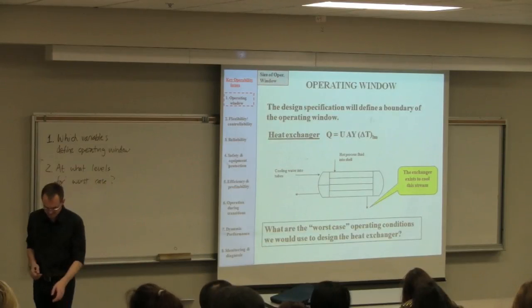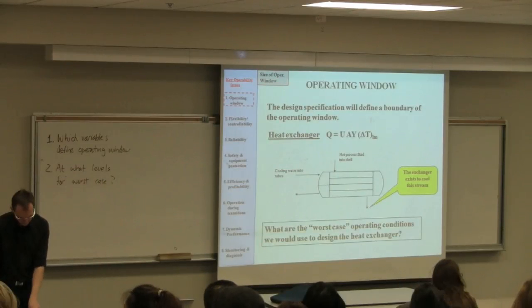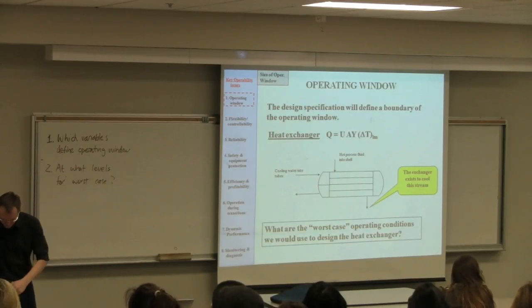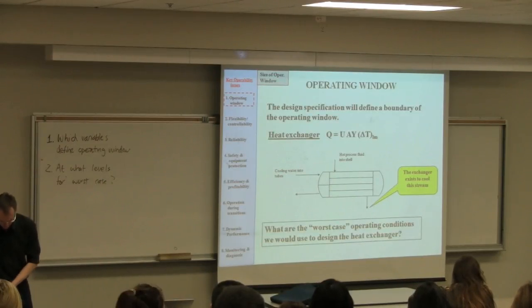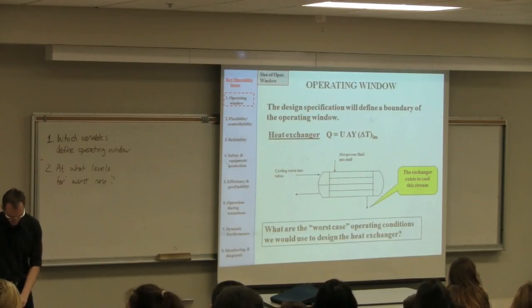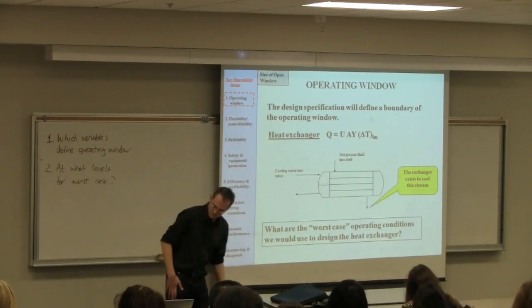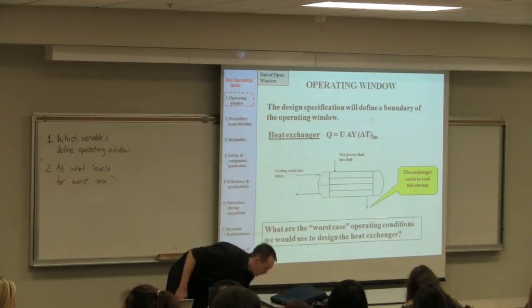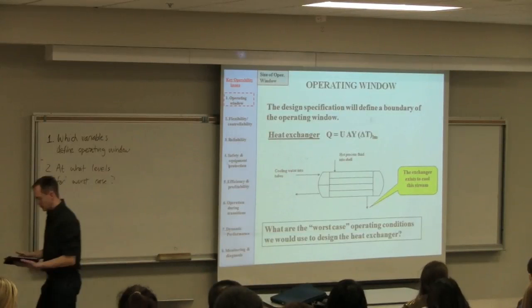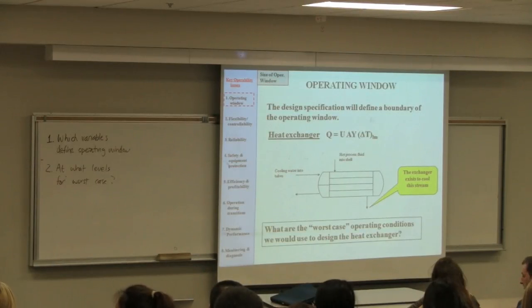You can adjust the flow rate. You can't change the temperature of the cooling water. It's the same stuff. Like adjust the flow rate. Yeah, but your operating window is based on disturbances, right? You have disturbances in your flow rate and your temperature, but you can't really adjust it. Like if you're controlling the cooling water, it's not a disturbance.